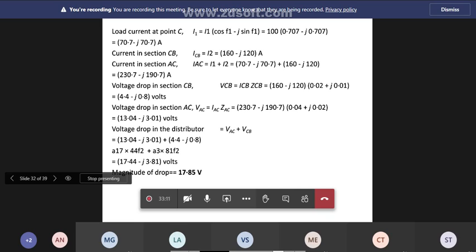Now calculate the voltage drop in section CB. VCB is equal to ICB into ZCB. Then this value is 4.4 minus j 0.8 volts. Now the voltage drop in section AC, VAC is equal to IAC into ZAC, similarly this value. Now the voltage drop of the distributor, only the voltage drop, not the sending end voltage.